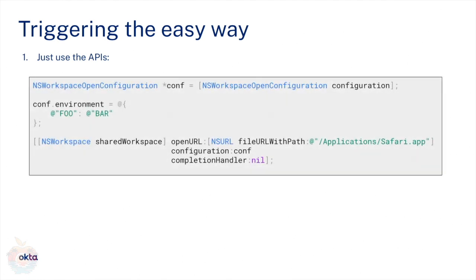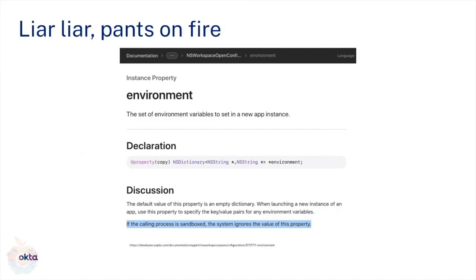But it gets even easier, and you could just use the API. In this case, if we instantiate NSWorkspaceOpenConfiguration, we set the environment property to that same NSDictionary, foo to bar. We'll pass that to openURL, and it's going to launch Safari with a controlled environment. Surely Apple couldn't have overlooked that, right? And if you go take a look at the documentation, you'll see this case is explicitly called out. It says, if the calling process is sandboxed, the system ignores the value of this property.